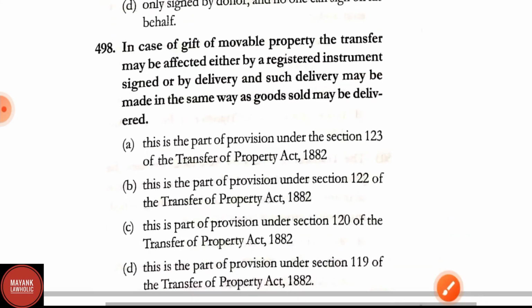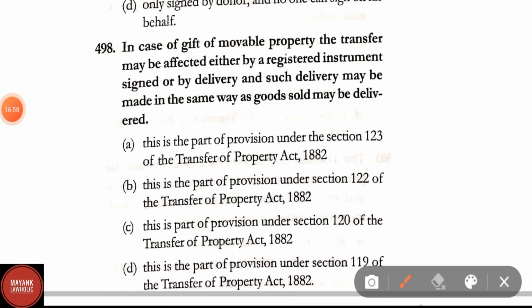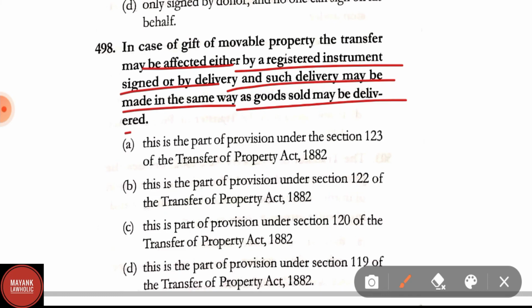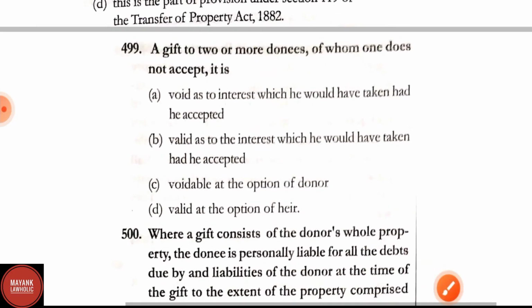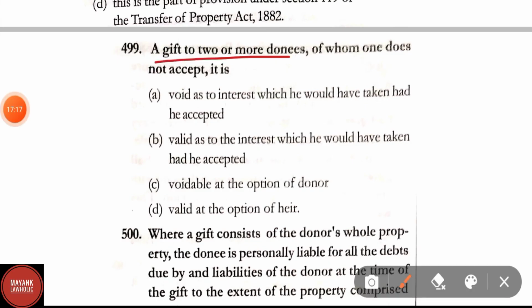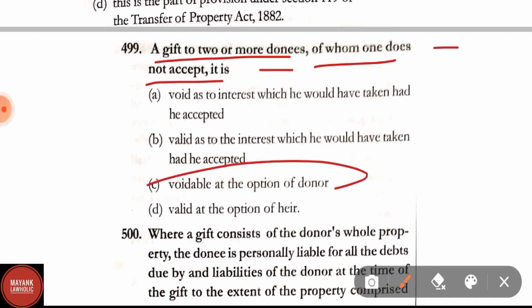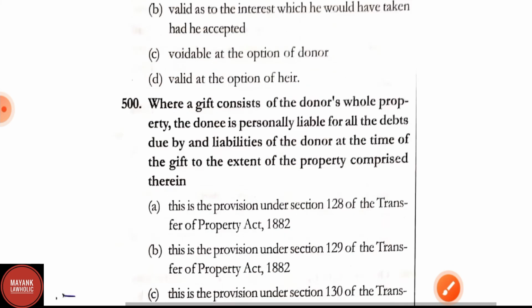Question number 498. In case of gift of movable property, the transfer may be effected either by a registered instrument signed or by delivery, and such delivery may be made in the same way as goods sold may be delivered. Here correct answer is option A. This is a part of the provision under section 123 of the Transfer of Property Act 1882. Question number 499. A gift to 2 or more donees of whom one does not accept it is, option C, voidable at the option of the donor.